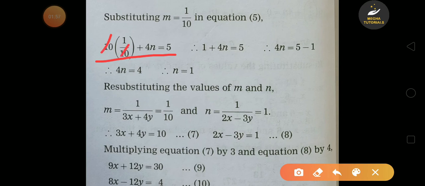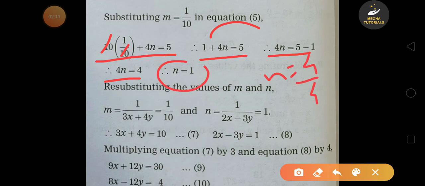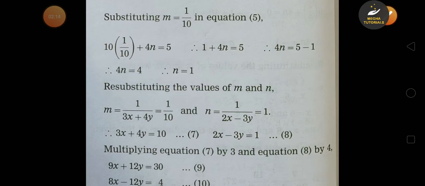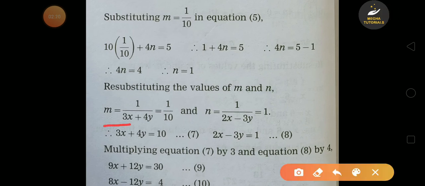So 1 plus 4n is equal to 5. 1 will transpose to this side, so we'll get 4n is equal to 5 minus 1. So 4n is equal to 4, and ultimately n is equal to 4 upon 4, that is n is equal to 1. So we'll substitute the values of m and n in the original equations. So m is equal to 1 upon 3x plus 4y is equal to 10. So after taking reciprocal, we will get 3x plus 4y is equal to 10, that is new equation 7.